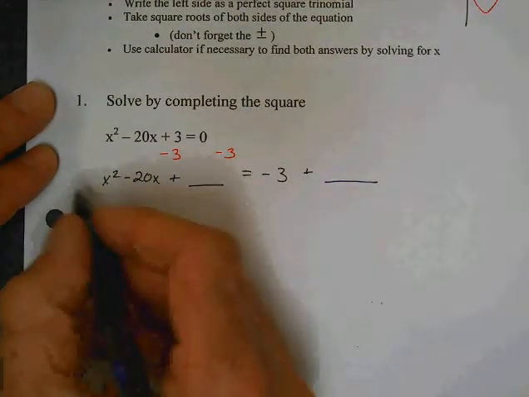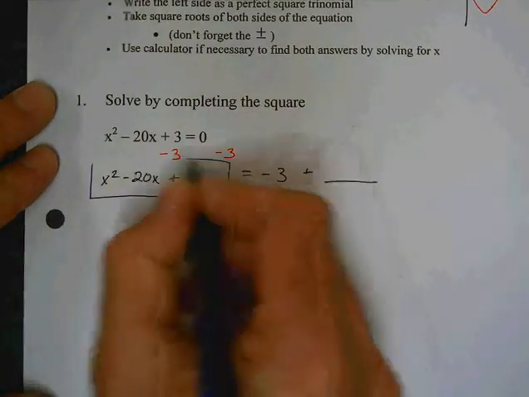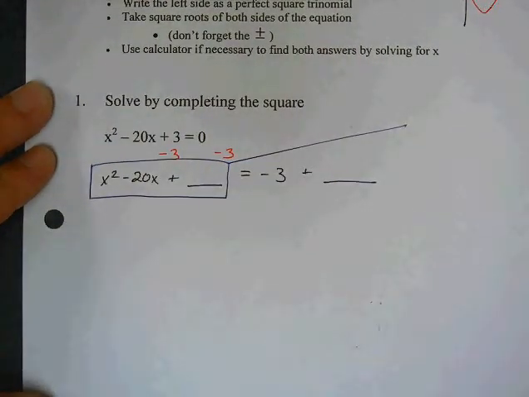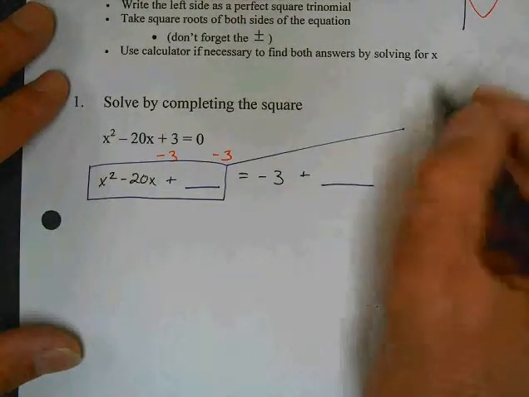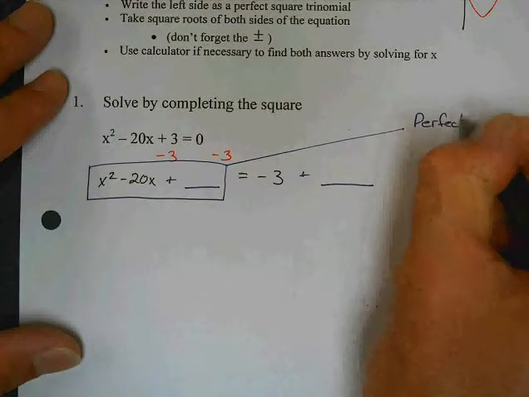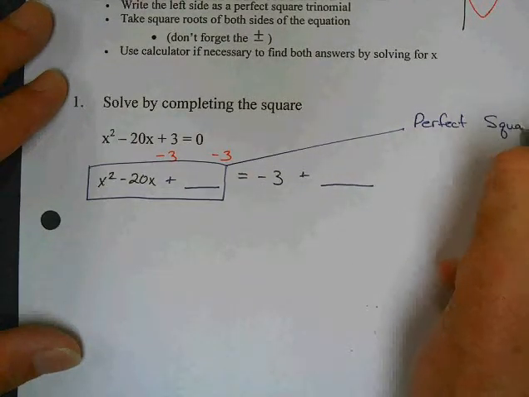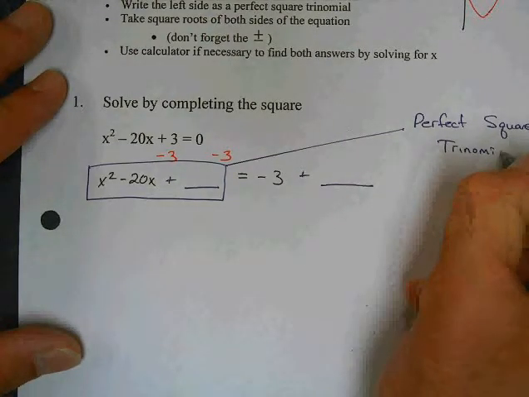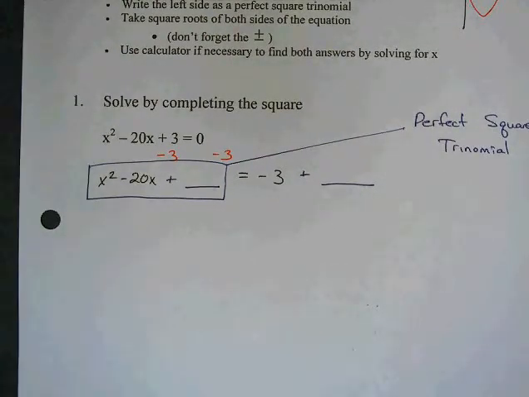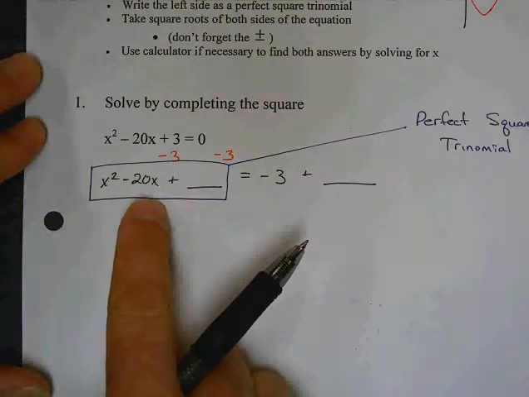Now, remember, this box needs to be what we call a perfect square, what was the third word? Trinomial. That means it has 3 terms and they make a perfect square trinomial. Who remembers how to make that blank? Sophia. You would divide 20. Right, divide 20 by 2, and that gives me negative 10.